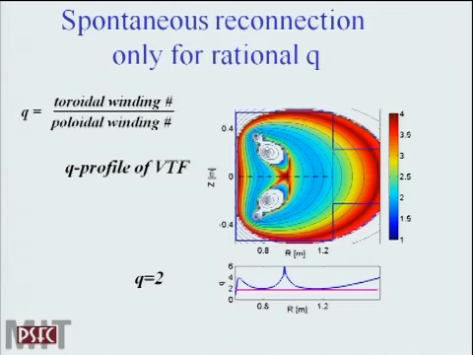And we can also dial in another guide field and we can make Q equals 3. Those are the only two rational Qs that we really have experimentally. Q equals 1 doesn't work for technical reasons.